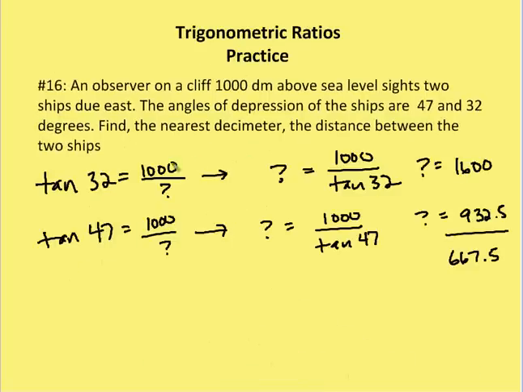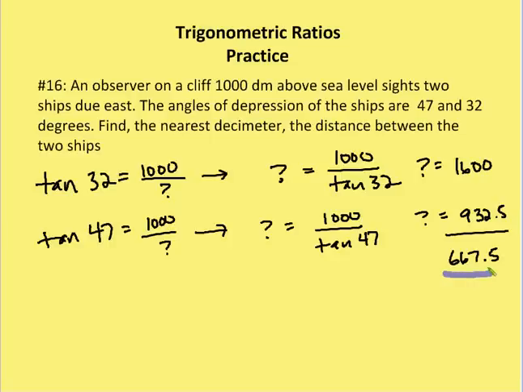Okay, so the two equations, tangent of 32 is equal to 1,000 over the distance to the ship that's further out. We solve for the question mark, it's equal to 1,000 over the tangent of 32, and you're going to need to use your calculator for this, or use a trig table, and you'll find out that distance 1 is going to be equal to 1,600 decimeters. Then we take the second equation, tangent of 47 is equal to 1,000 over the distance to the ship that's closer in. We find out that distance is 1,000 over the tangent of 47 degrees, which is 932.5 decimeters.